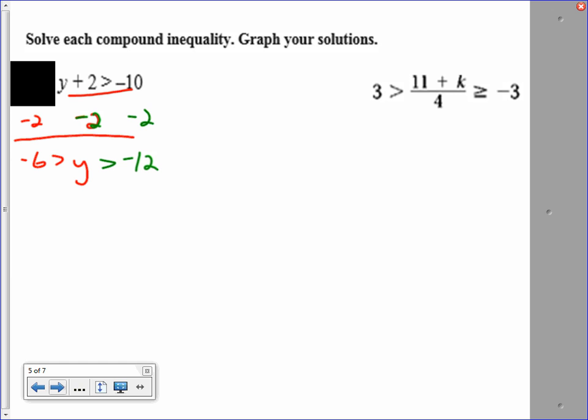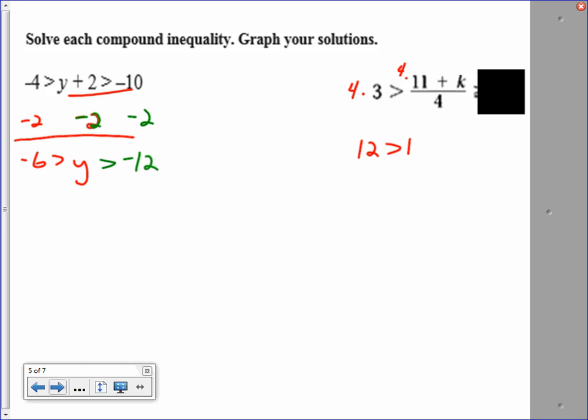Okay, so this next one, if I take a look at this side first, I could see that I would times by a 4 on both sides. And I have 12 is greater than now an 11 plus a k. Next thing I would do, I would subtract the 11 off both sides. And I'd end up with a 1 is greater than a k.